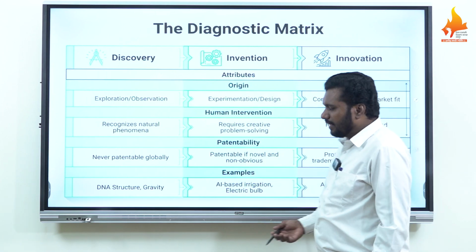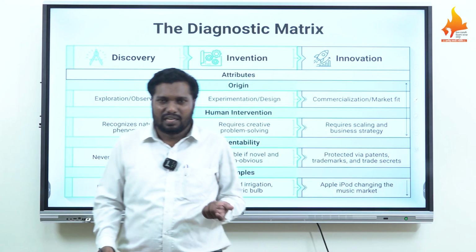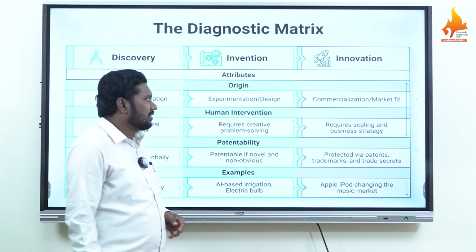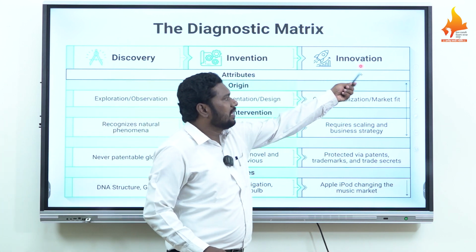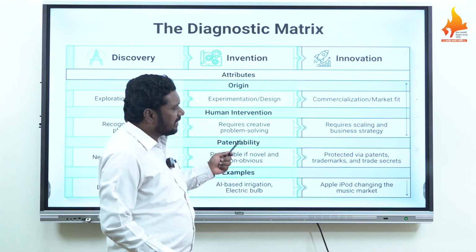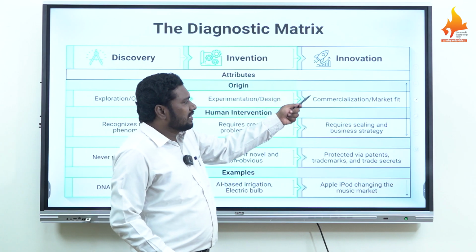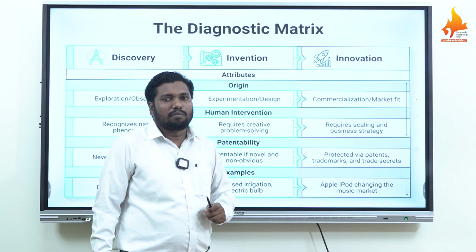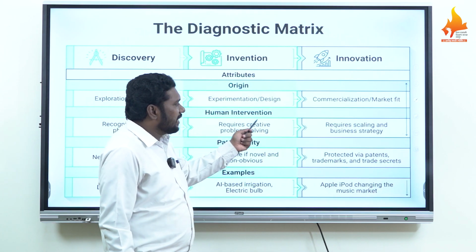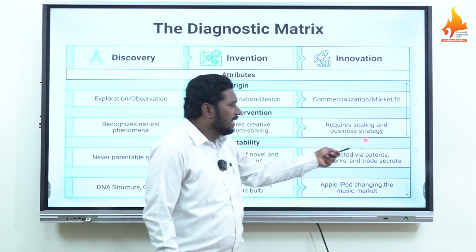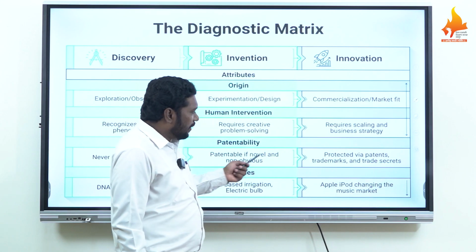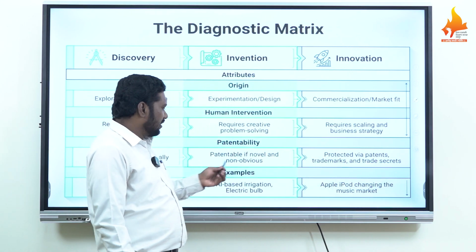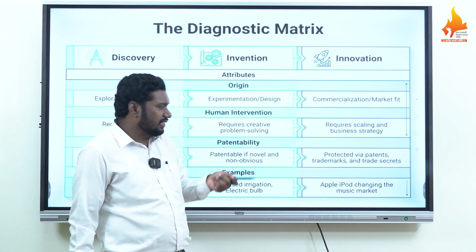Examples we have already seen: AI based irrigation system, or we can say electric bulb, or we can say COVID-19 vaccine. These are all examples of invention. So let us talk about innovation. When we say innovation, its origin lies in the commercialization and market fit. Its human intervention requires scaling and business strategy. On its patentability, we know that it is already protected by patents because innovation comes from the invention.